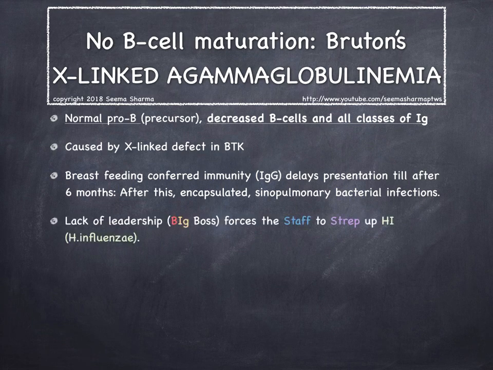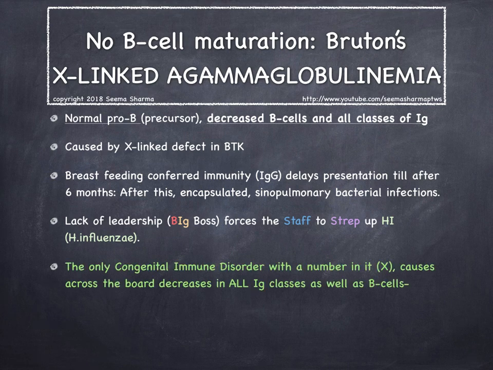The way I remember this is lack of leadership or big boss forces the staff to step up high. So lack of leadership, if there's no big boss around, B for B cell, Ig for immunoglobulin, forces the staff to step up high. So these are the three common encapsulated organisms that can be causing recurrent infections in a patient with Bruton's X-linked agammaglobulinemia: Staphylococcus, Streptococcus, and Haemophilus, specifically Haemophilus influenzae.